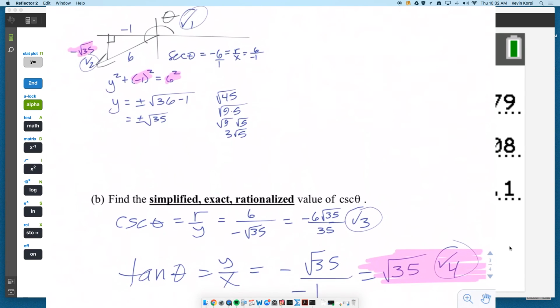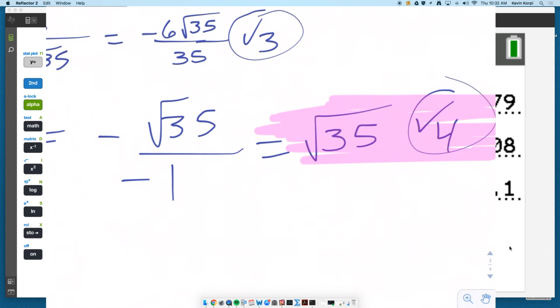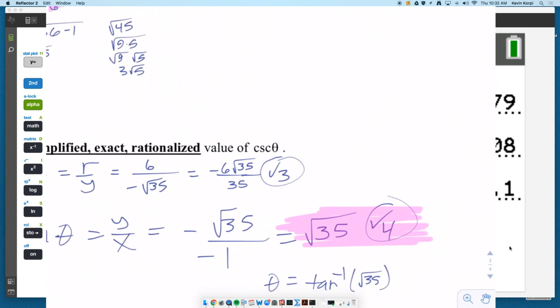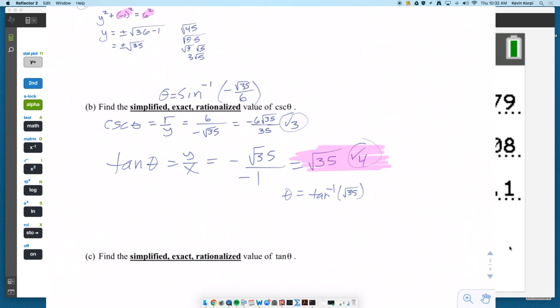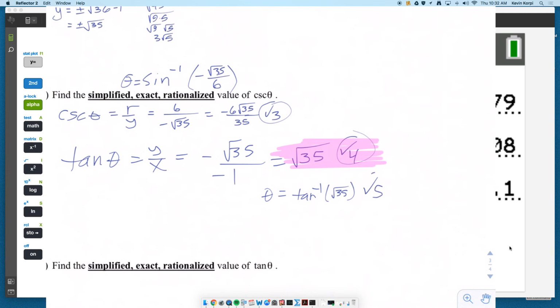You could have also done, what else could you have done? You could have done inverse tangent of the square root of 35. That one works nicely as well. But now you have to have faith that you use the right one. Or you could have done inverse sine of negative square root of 35 over 6. So any one of those would have gotten a check. All right, that would be the fifth check.